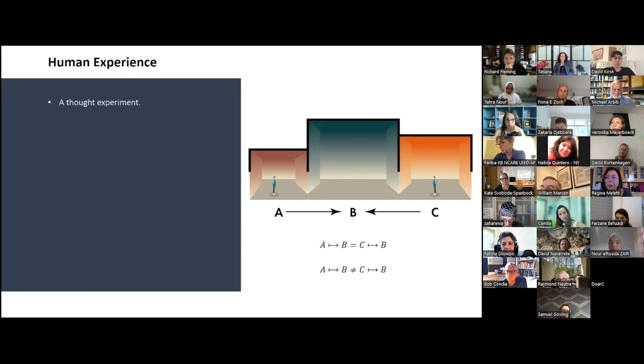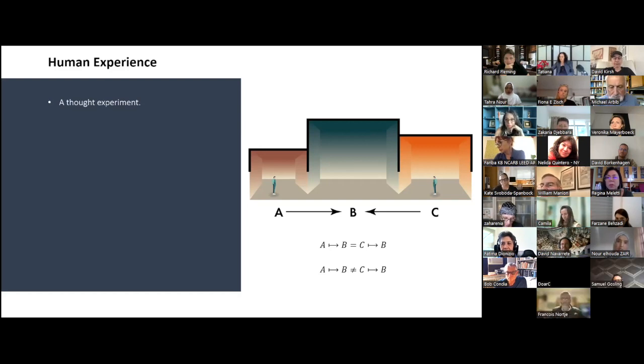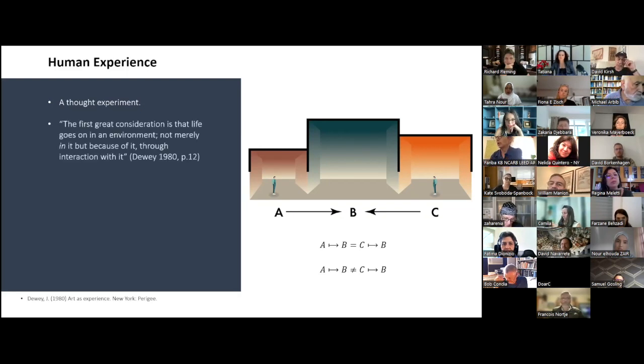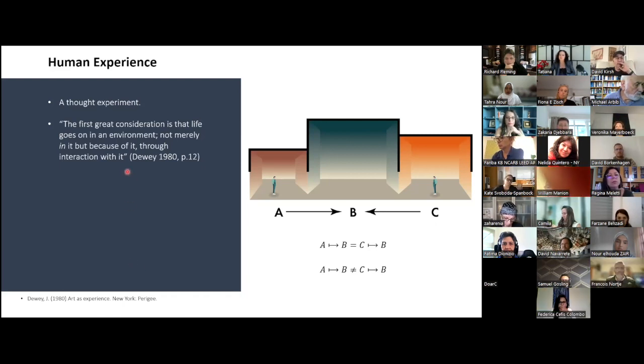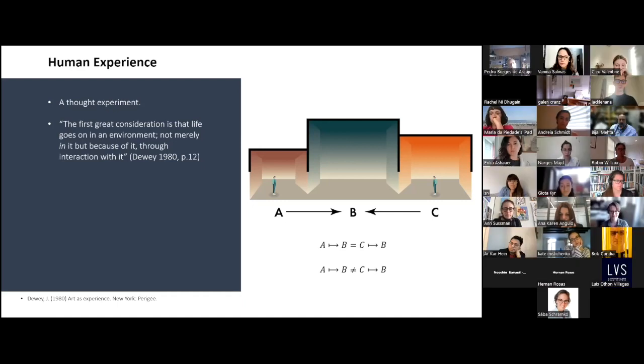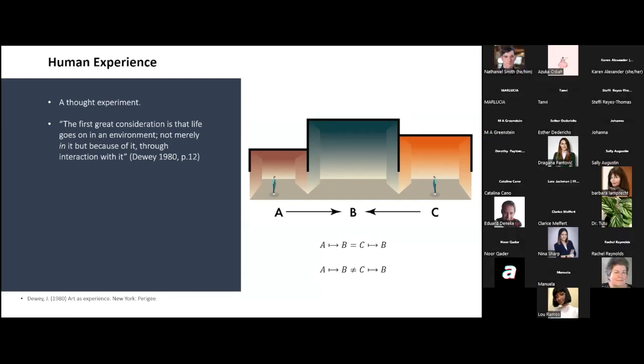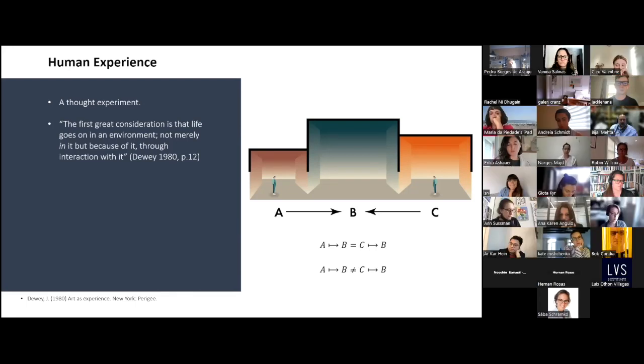But even before bringing up this aspect of the cumulative experience, it's already quite clear to us, right, that our experience of the world is of a particular kind. The first great consideration is that life goes on in an environment, not merely in it, but because of it, through interaction with it. Here I'm quoting Dewey, who is one of my heroes, the pragmatist, and basically stating that senses are stimulated in a certain way that give rise to new actions and so on. And that is like the part that I was talking about before, that you're going somewhere. That's the aspect of it, right? It's entirely motoric and it's pregnant with action.